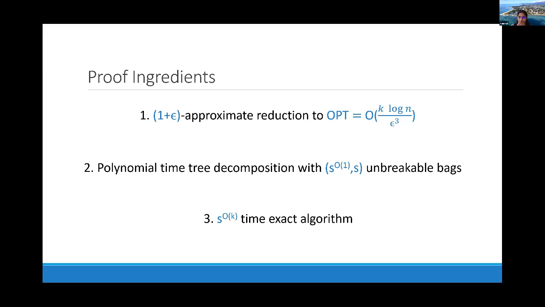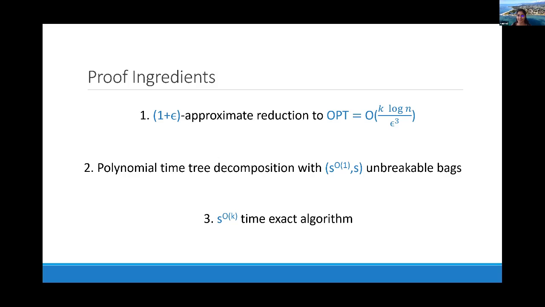Okay, so now the methodology used is very similar to that used in the S to the S algorithm of Sigan et al. There also they develop a tree decomposition with unbreakable bags and small adhesions, but they have weaker structural guarantees. They wanted an S to S comma S unbreakable bag, but theirs takes S to the S time to find the tree decomposition, but we find it in poly time.